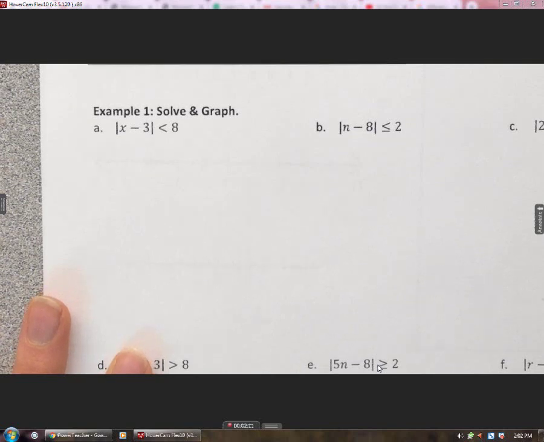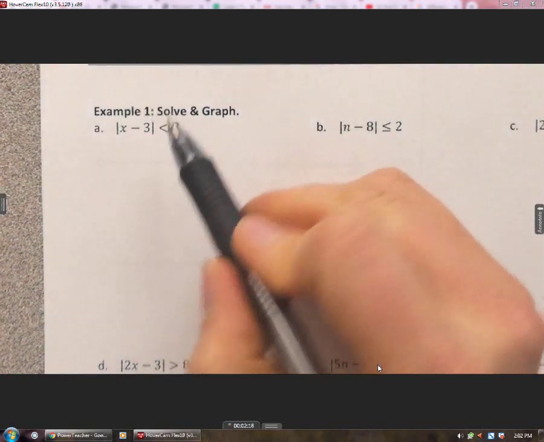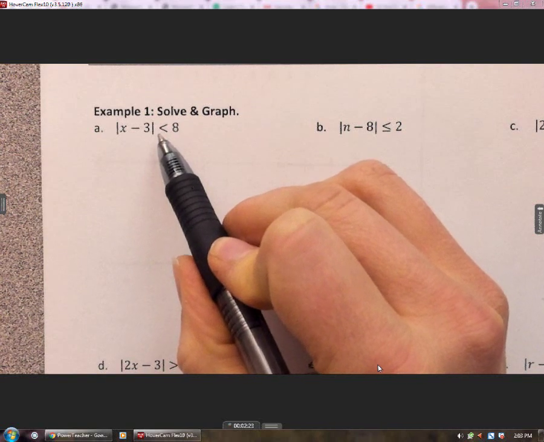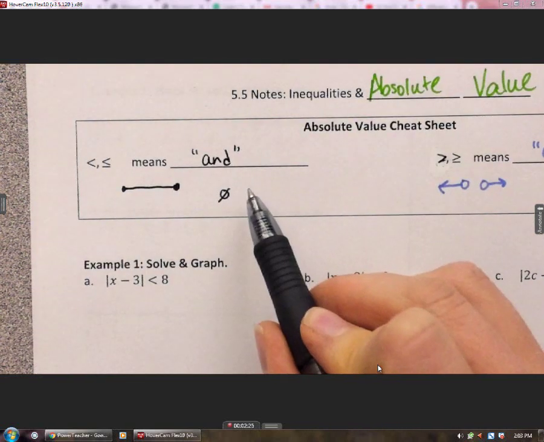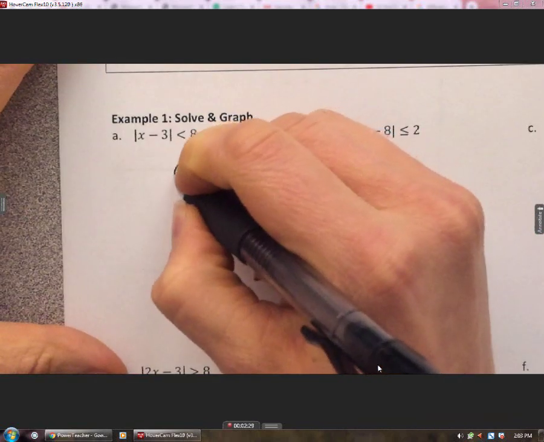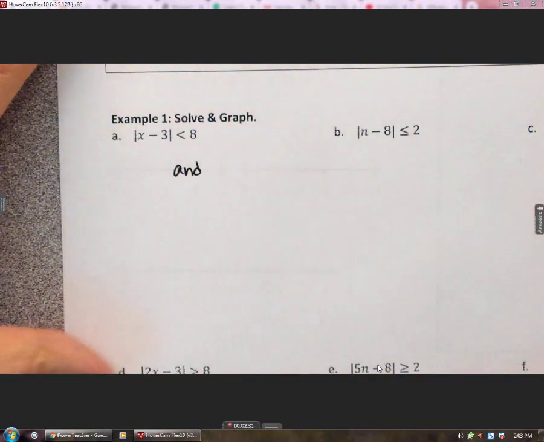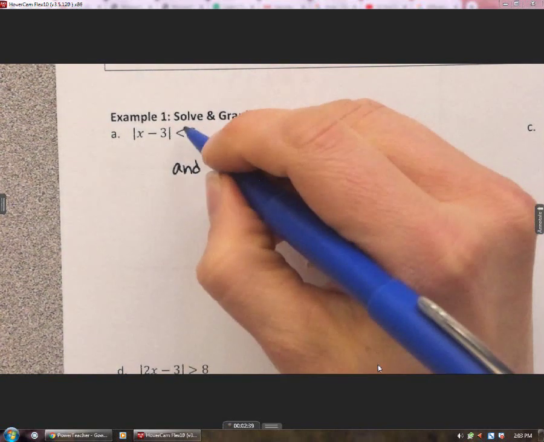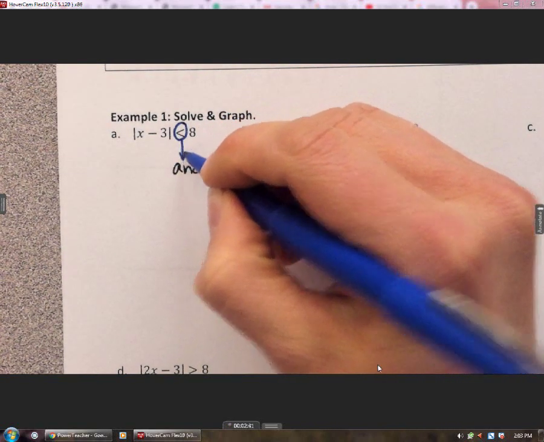So I'm going to model how we solve these. A couple steps. It's really easy though. First thing you got to think about is this sign. Is this a less than or a greater than? Less than. So am I going to do and or or? And. So I'm going to physically write the word "and" so I don't forget. I need to see that in your answer. So this part right here told us that it was and.